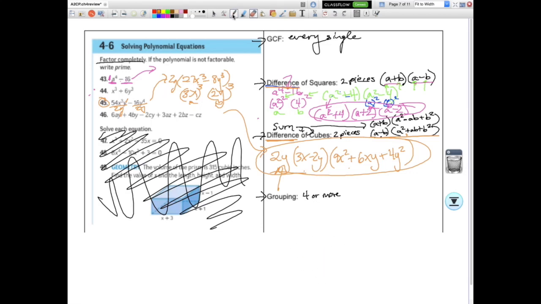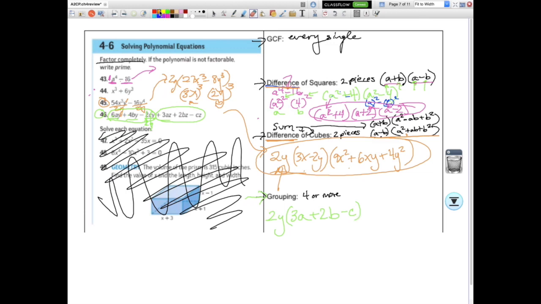The last problem I do want to discuss is this last one. I notice right off the bat that it's many pieces. That makes me think I'm definitely going to be grouping it. If I look, all 3 of these have a y in them, and all 3 of these have a z in them. So all 3 of these pieces can be divisible by 2 and y. So I'm just going to bring that down here. Up here, it's going to be left with a 3a. If I take the 4 and divide by 2, I get 2, and then the y cancels, so plus 2b. And if I divide this by 2y, the 2's cancel, the y's cancel, I'm just left with minus c.